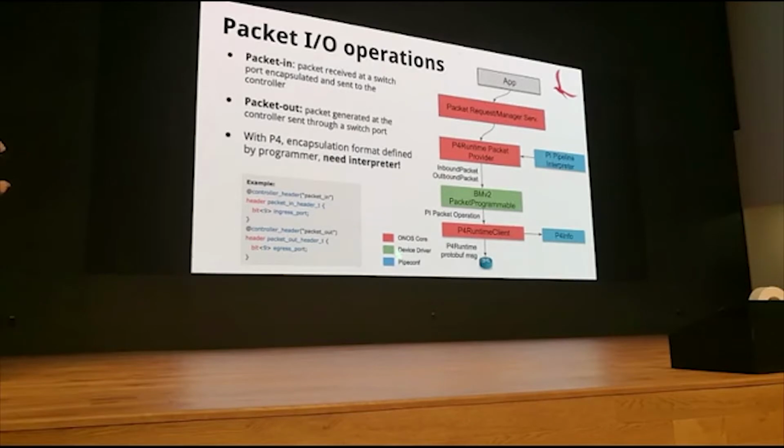I want to mention briefly packet IO operations. For packet IO, what I mean is using packet-in and packet-out, as in the OpenFlow sense. So a packet-in is a packet that is received at the switch, encapsulated, and sent to the controller for further inspection. A packet-out, instead, is a packet that is generated at the controller, and then forwarded through a specific switch port.